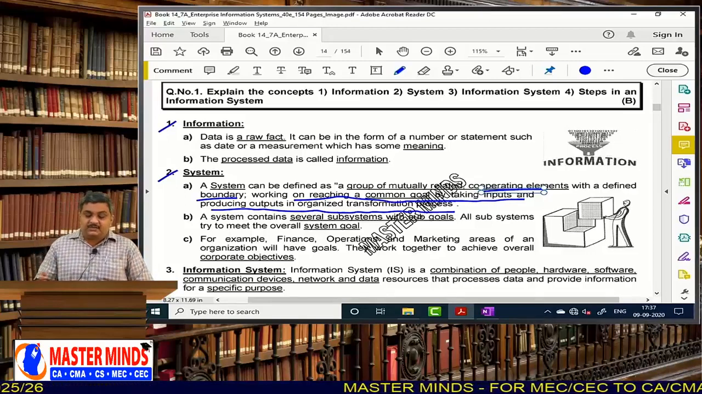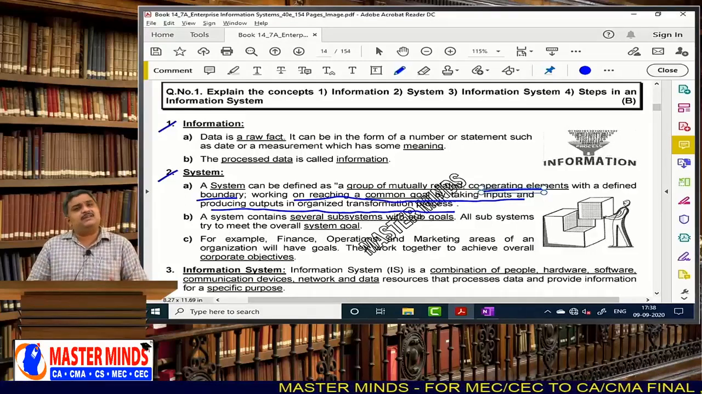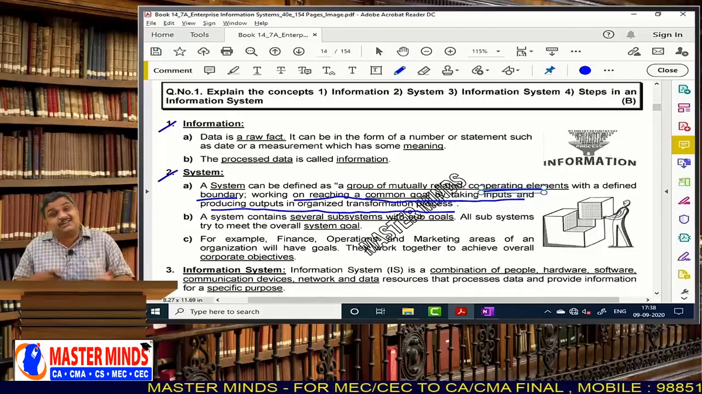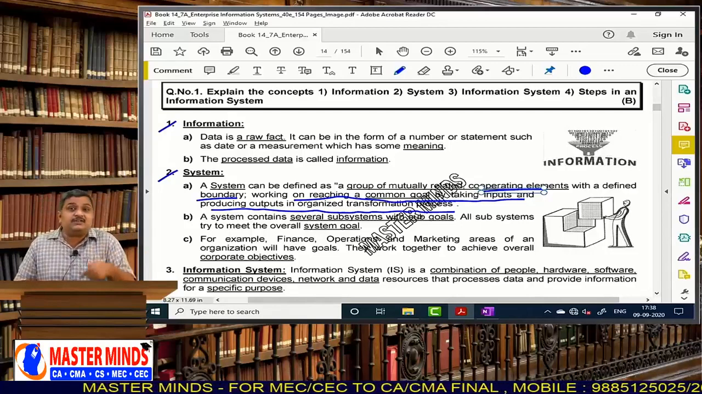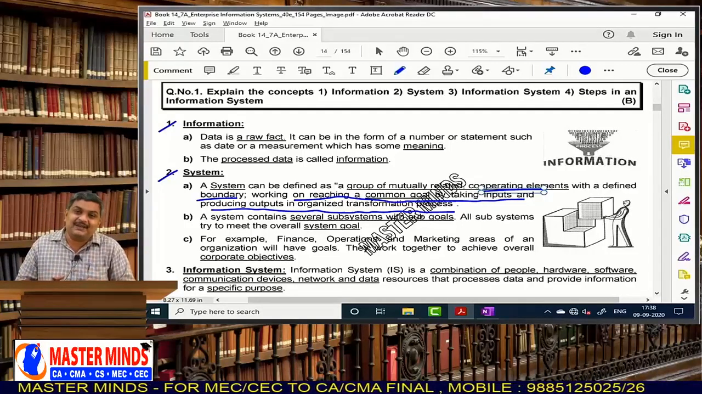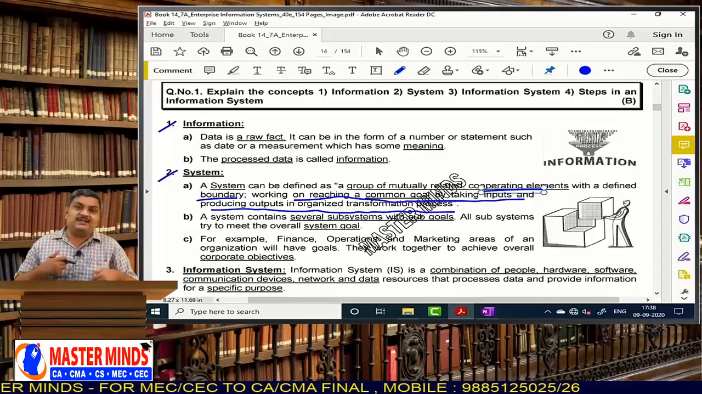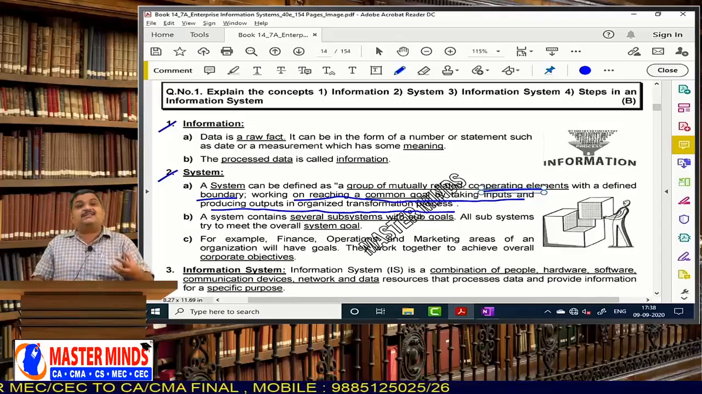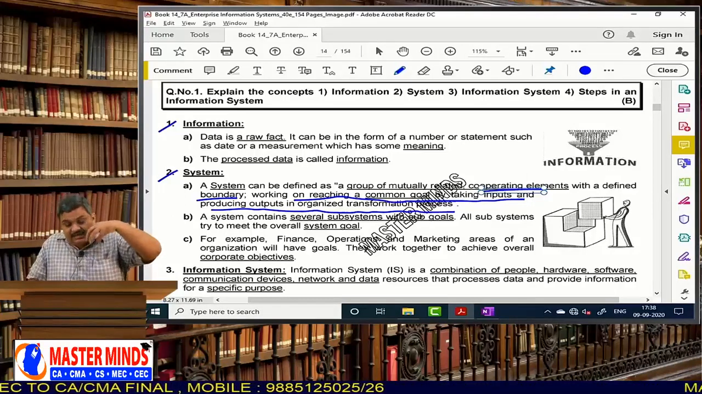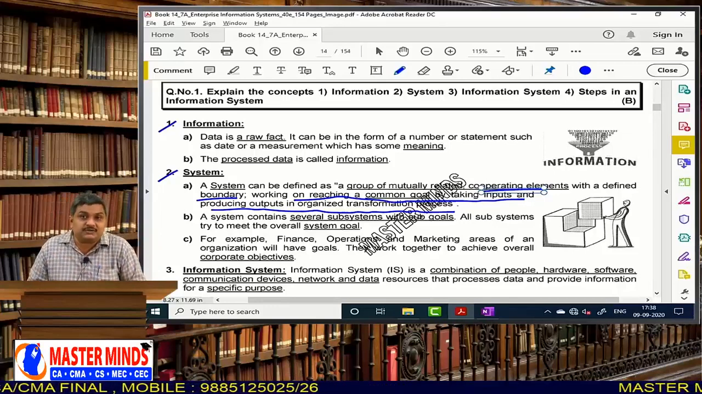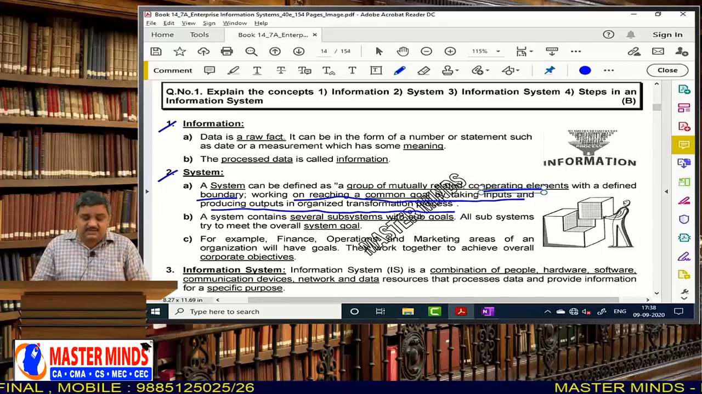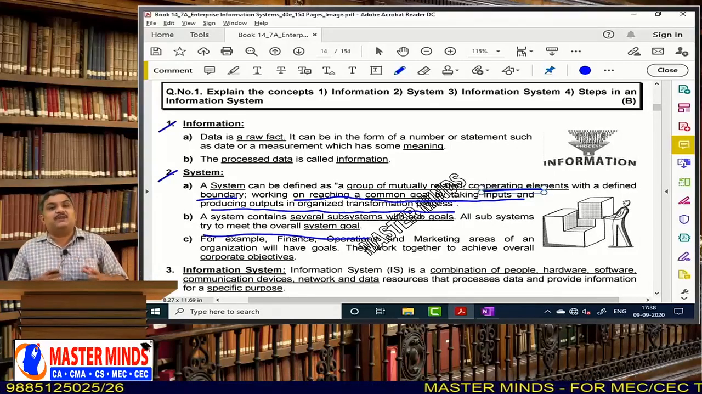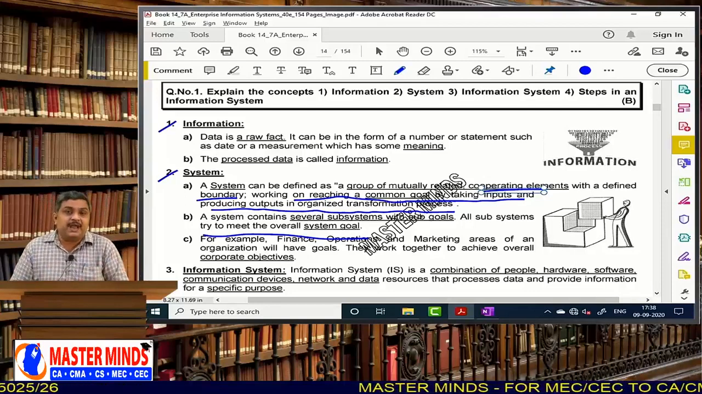A system contains several subsystems with sub-goals. Yes, our human body has different subsystems. We have the digestive system. That itself is a system again, because in the digestive system there are many components. In the respiratory system again, there are many components. In the circulatory system again, there are many components. So, each system contains several subsystems with sub-goals. And all subsystems try to meet the overall system goal. That means all the subsystems work to reach the main goal of the system.